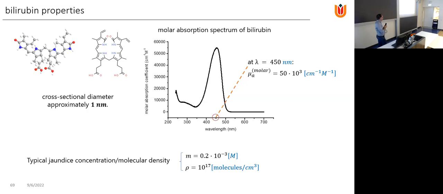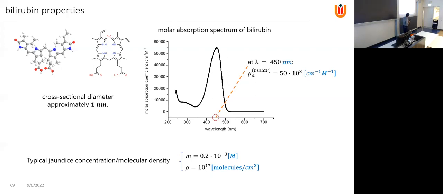If you look closer at bilirubin, this is the molecular structure, which is not so important for this application. What we do know from that is that the molecule has a diameter of about 1 nanometer, so it's a small molecule. The absorption spectrum of bilirubin has been measured. You can see that in the graph here as a function of wavelength. What is shown on the axis is the so-called molar absorption spectrum.